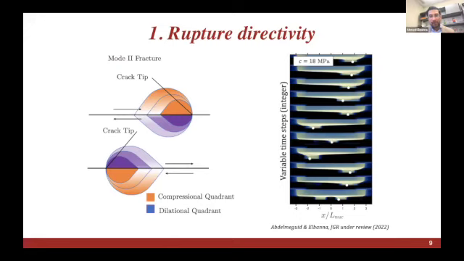And we came up with three mechanisms for this. The first one is clearly that rupture can propagate from left to right or right to left. And depending on the rupture directivity, the stress perturbations carried by the rupture tip would be different as you look at the rupture tip from different quadrants. So that's one reason.